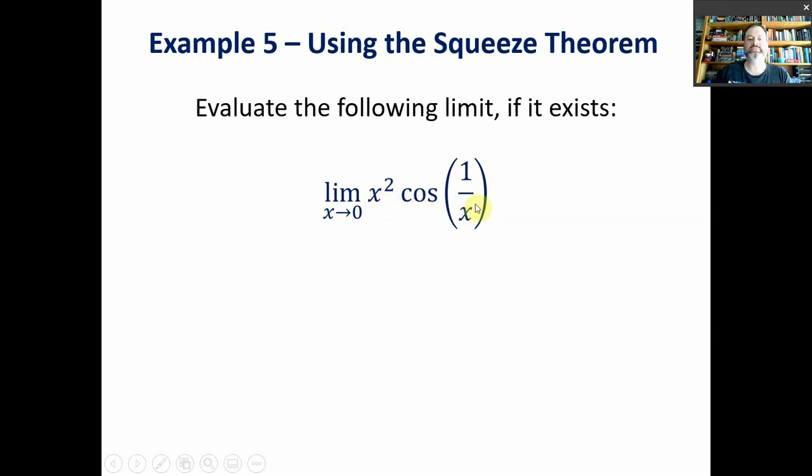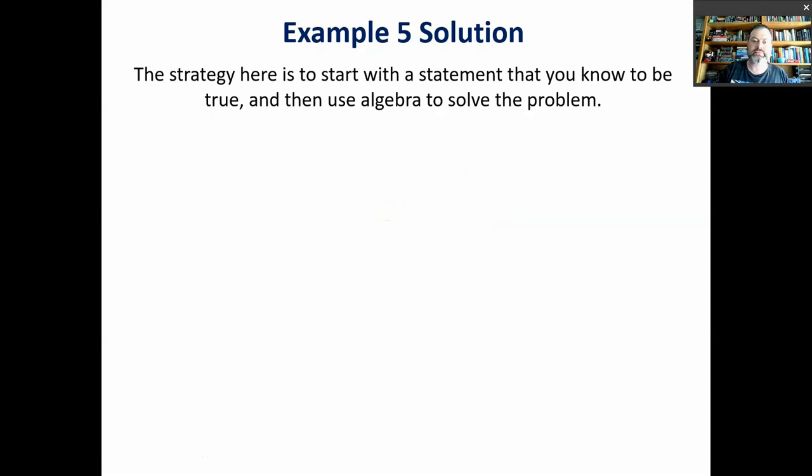What's this limit? We don't know, right? This is one of those real wiggly ones. So what happens when you have 0 times a wiggly thing? Which one wins? Does 0 win or does the wiggles win? Let's find out. So the strategy we're going to use here is to start with a statement that you know to be true and then use algebra to solve the problem.